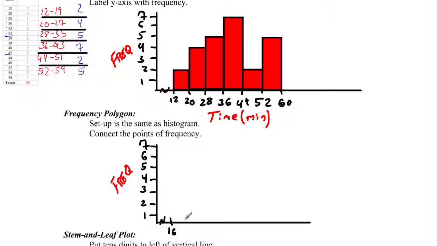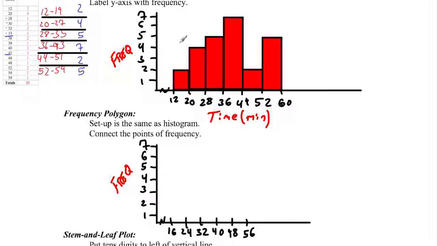Now the next interval, 20 to 28, has a midpoint of 24. The next interval, 28 to 36, has a midpoint of 32. 36 to 44 has a midpoint at 40. 44 to 52 has a midpoint of 48. And 52 to 60 has a midpoint of 56.